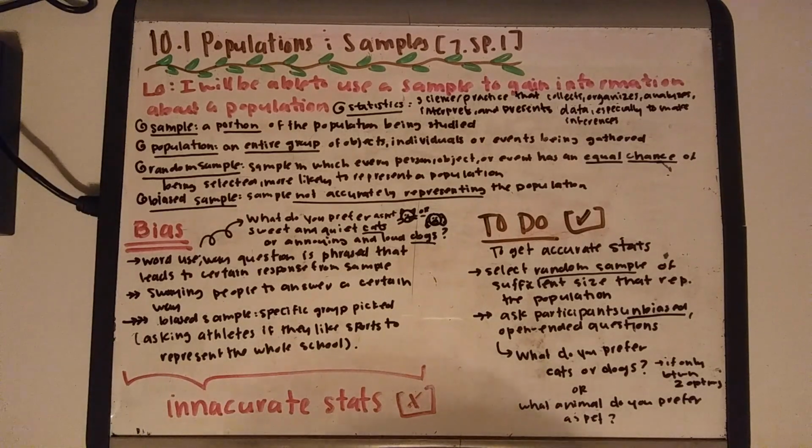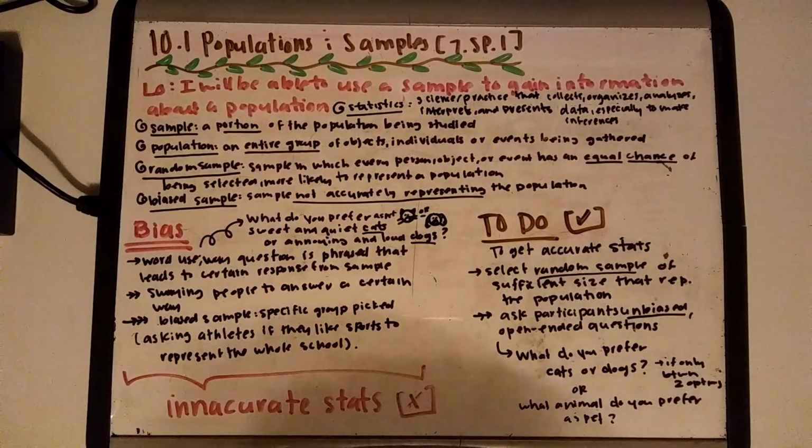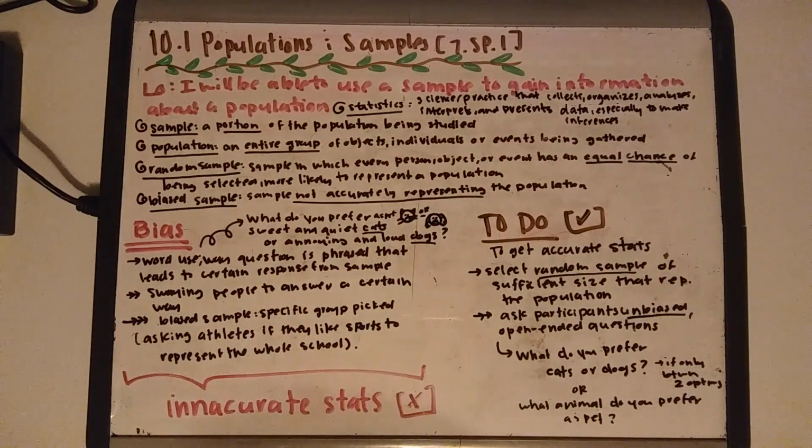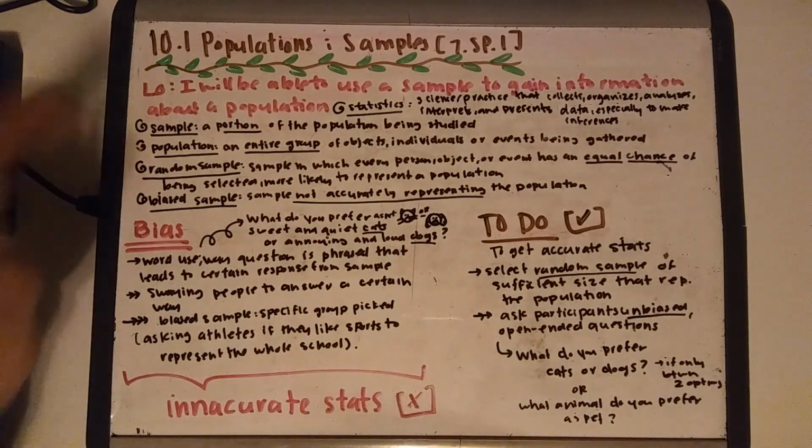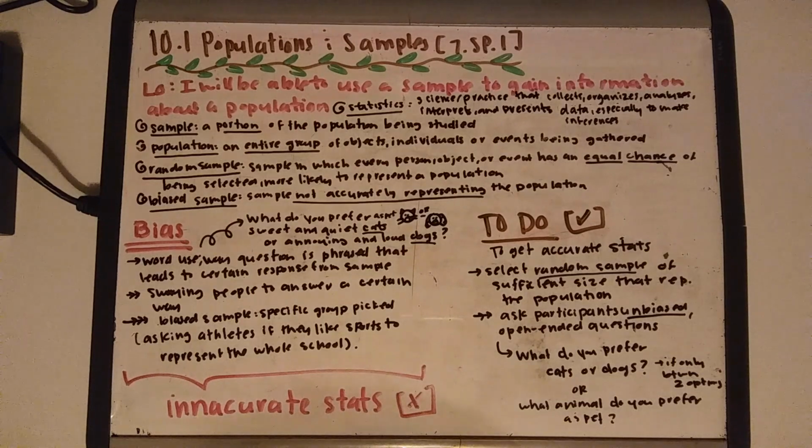A sample is basically a portion of the population being studied. A population is an entire group of objects, individuals, or events being gathered. So for example, we said the population will be like the whole school, right? So a sample is a group of kids or students I'm gonna grab randomly to ask a question. Okay, so that population will be the whole entire school. Sample will be just a group of kids from that school that I will ask a question to.